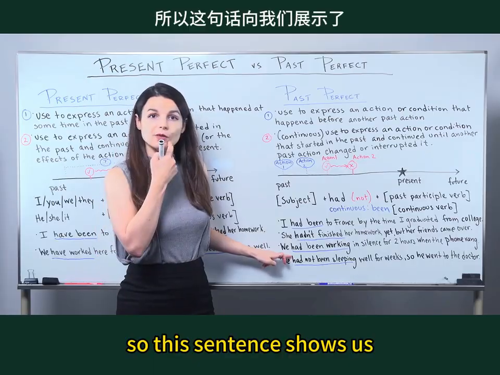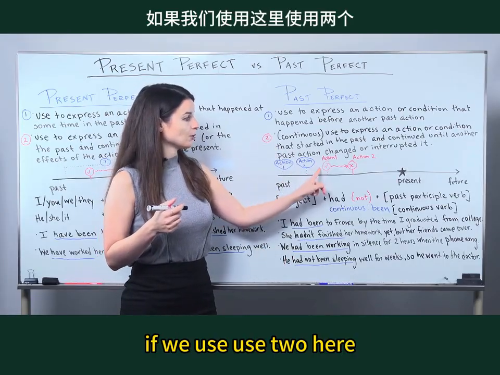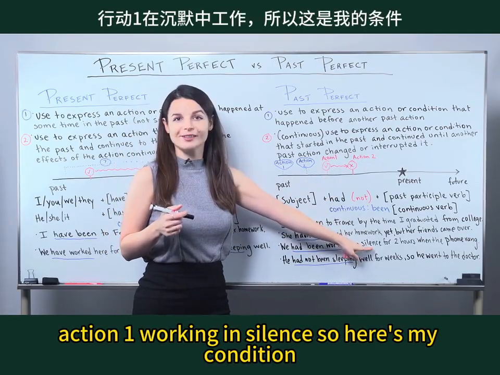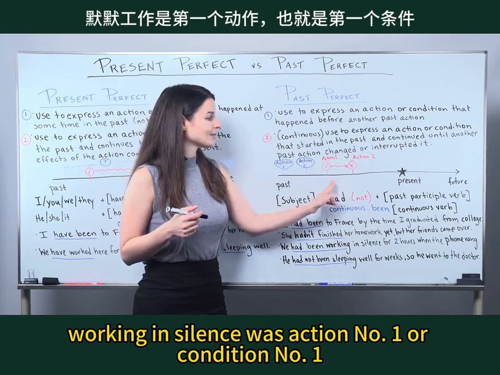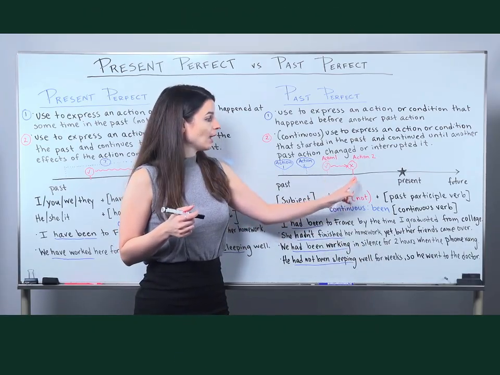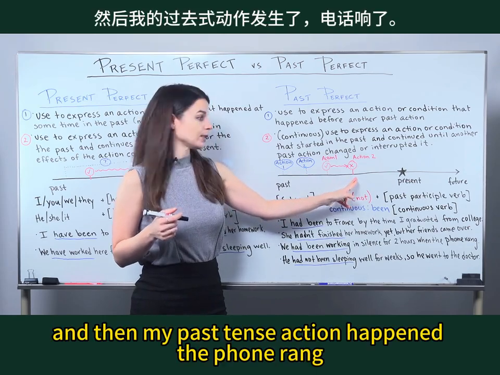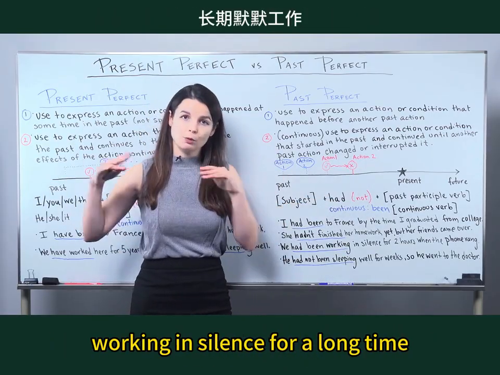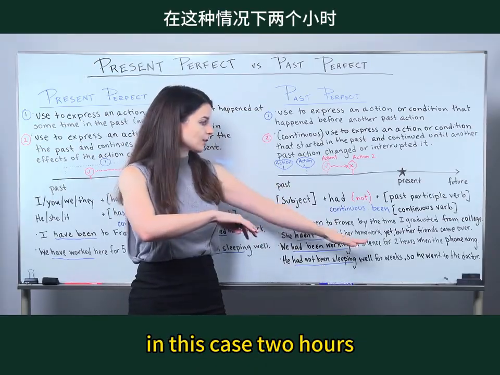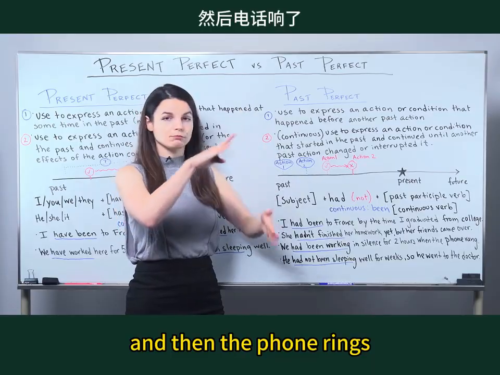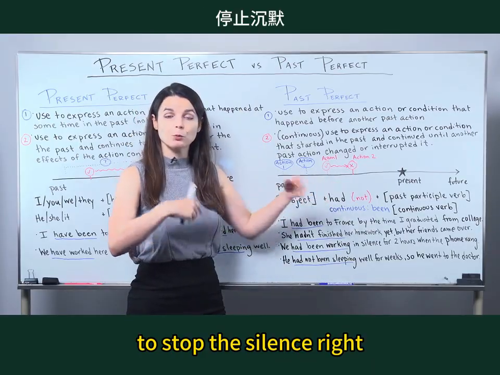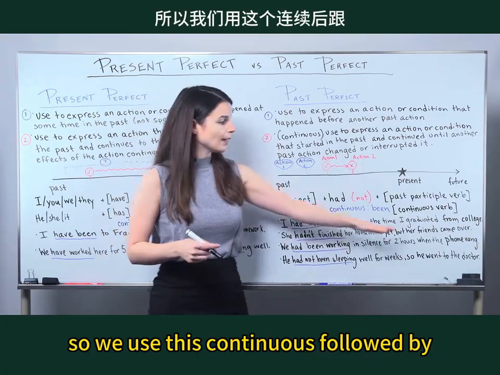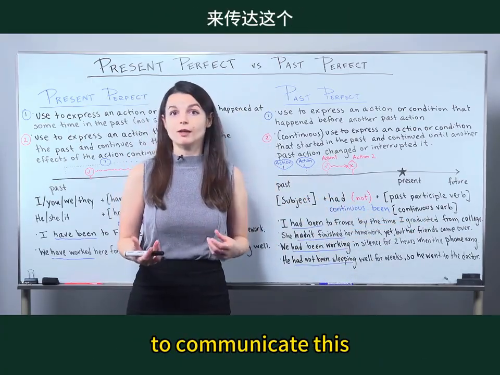So this sentence shows us action one, working in silence. So here's my condition. Working in silence was action number one or condition number one. And then my past tense action happened. The phone rang. In this case, I want to describe the change in condition. Working in silence for a long time, in this case 2 hours, and then the phone rings to stop the silence, right? We mark that with simple past tense. So we use this continuous followed by simple past tense structure to communicate this.